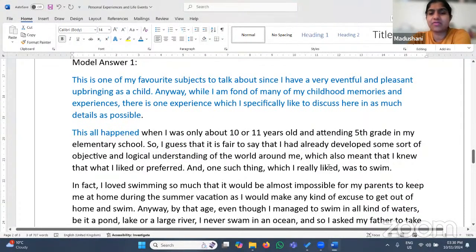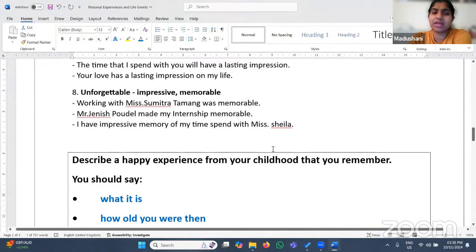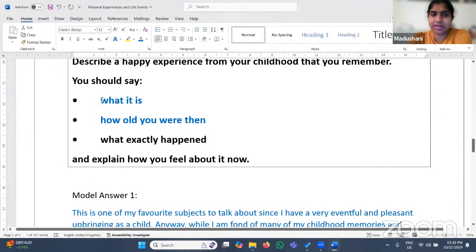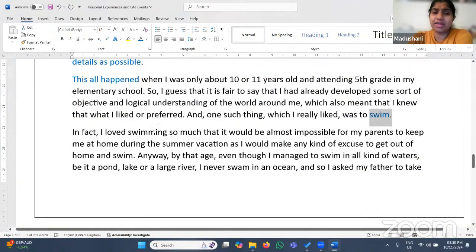And one such thing which I really like was to swim. Now this is how she answers what it is, a swimming experience at the age of 10 to 12. Okay, so in fact, I love swimming.